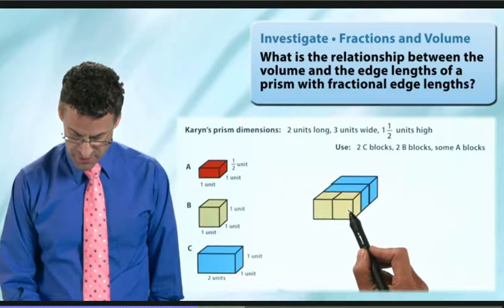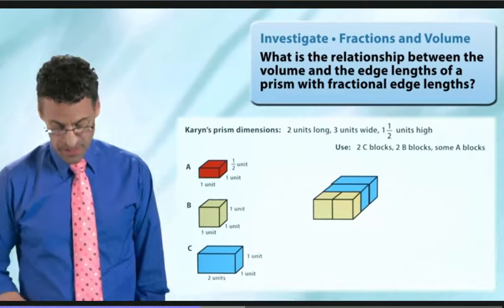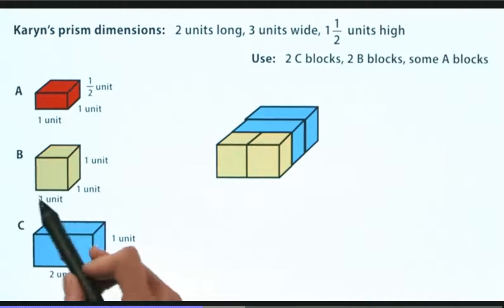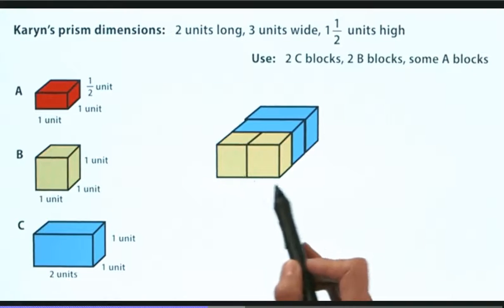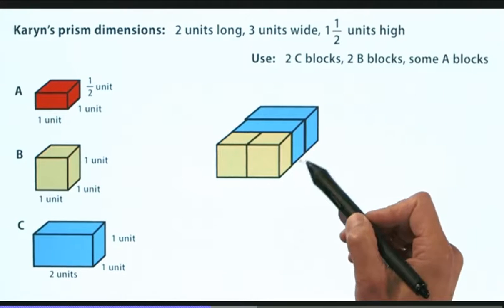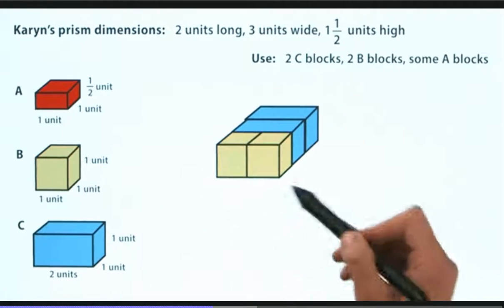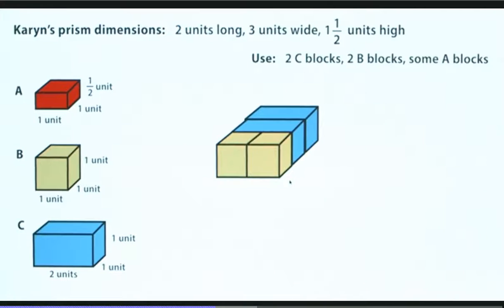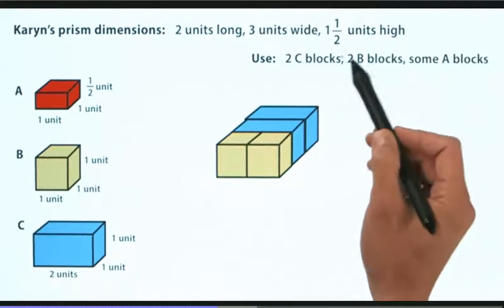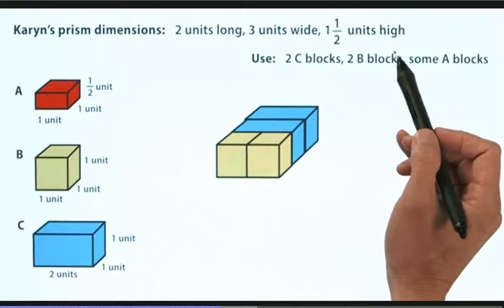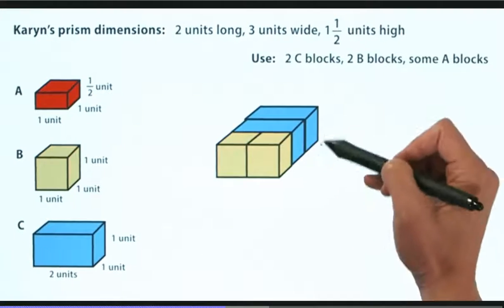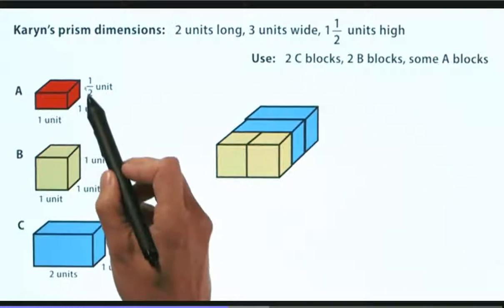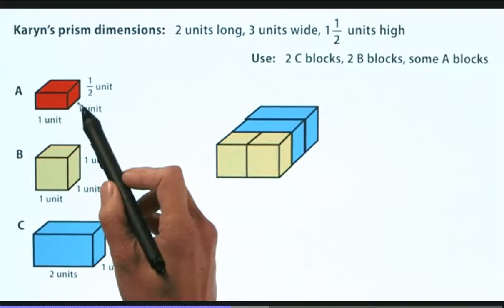Am I doing a good job? I think so. Let's check this out. Notice that this is 1 unit and 1 unit, so that's 2 units, so we're still 2 units long. And now we're 1, 2, 3. Each of those are 1 unit, so there's 3 units in that direction. And now I need it 1.5 units high. These are all 1 unit height, but I need 1.5 units, and the A blocks have a height of 1/2 a unit.